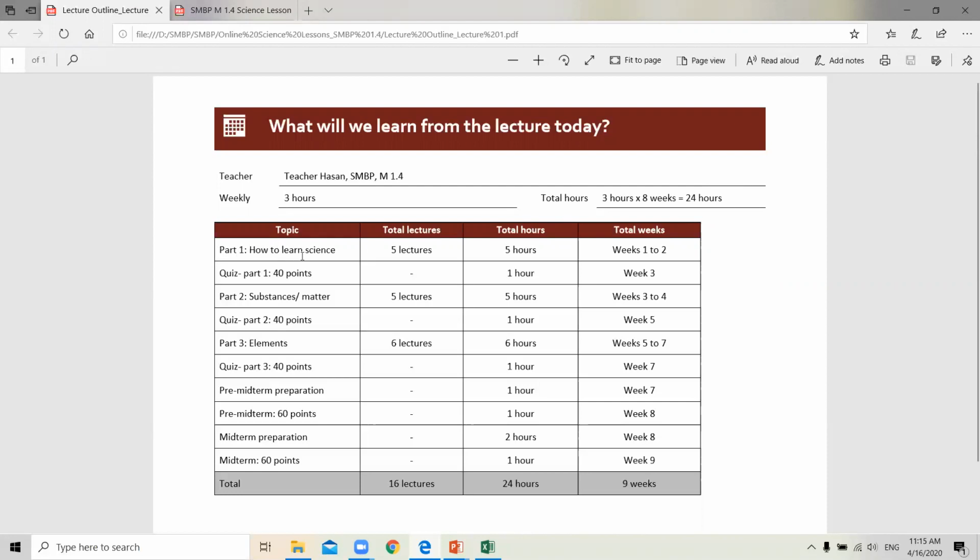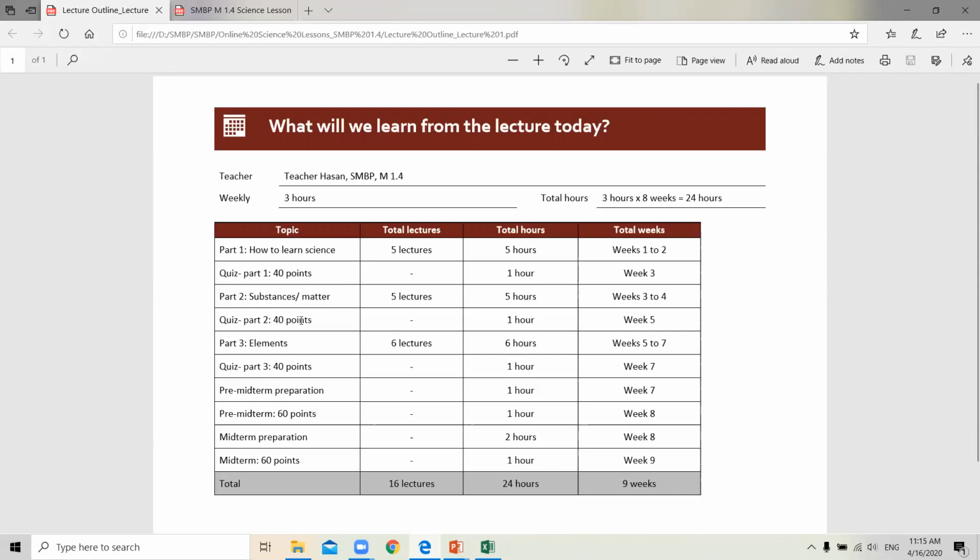Part 1, how to learn science. Part 2, substances or matter. And part 3, elements. As you can see, in part 1, we will finish all the lectures in 5 hours, and that will take around weeks 1 and 2. After we finish part 1, we will have a quiz for 40 points, and that will take around 1 hour, and that will happen in week 3.